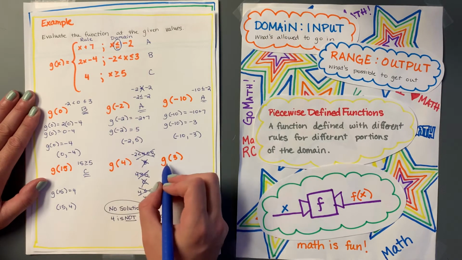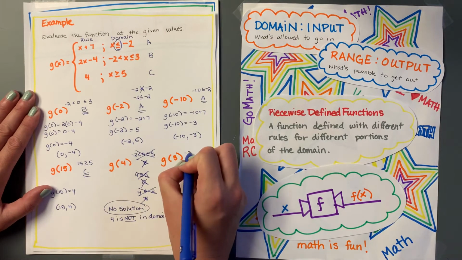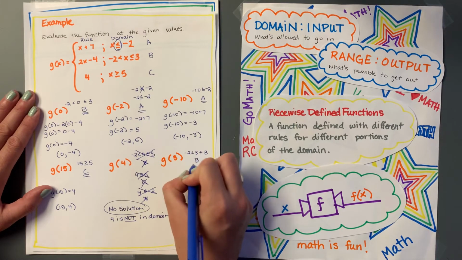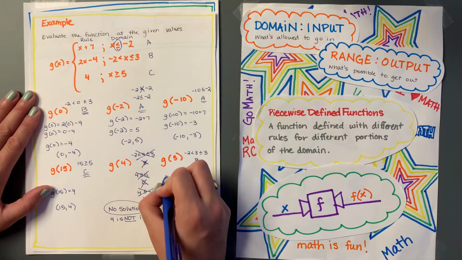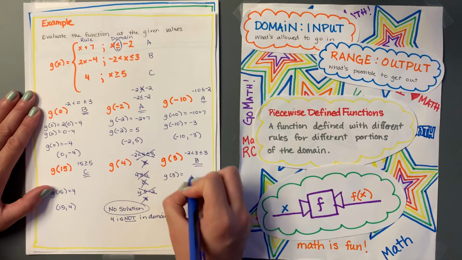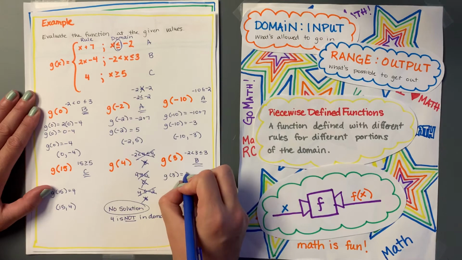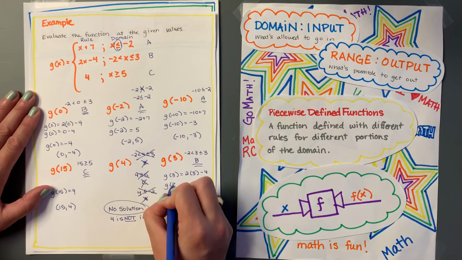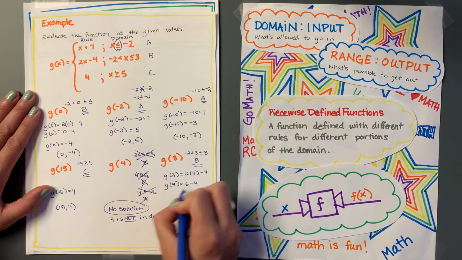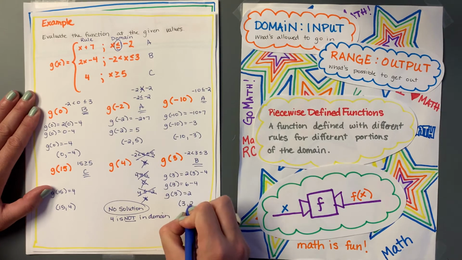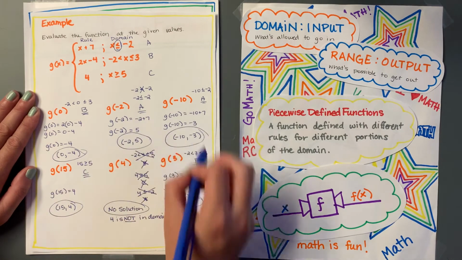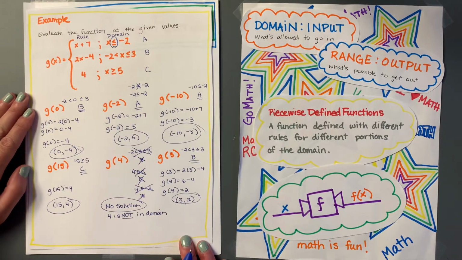Okay, so g of 3. -2 is less than 3 is less than or equal to 3 works. So that means I'm going to follow rule B. So g of 3 is equal to 2 times 3 minus 4. g of 3 is equal to 6 minus 4. g of 3 is equal to 2. So this is the point 3, 2. What I have circled on this page would be my solutions.